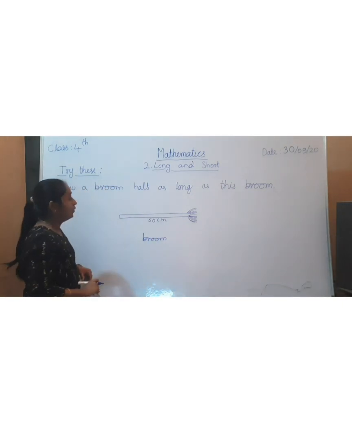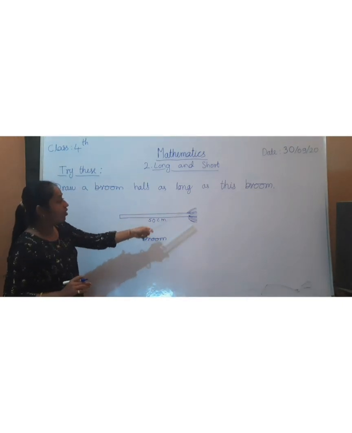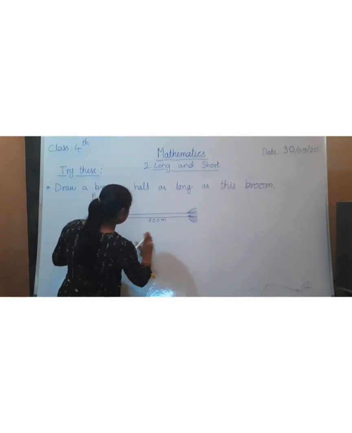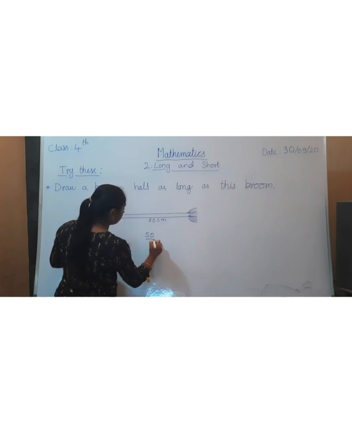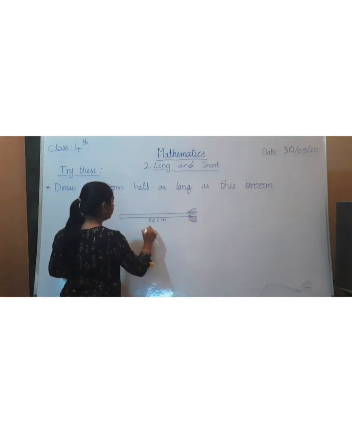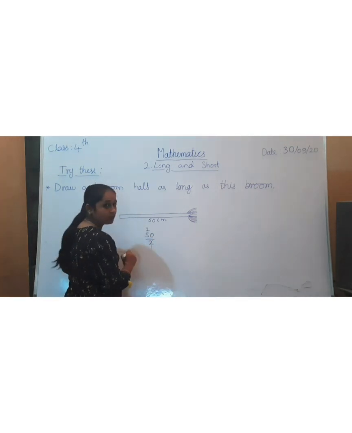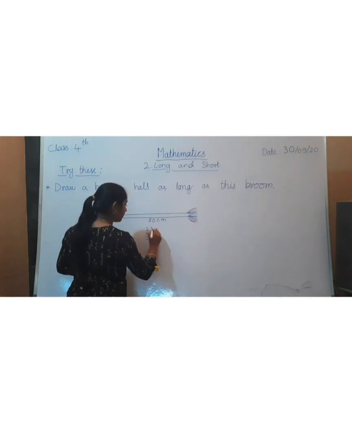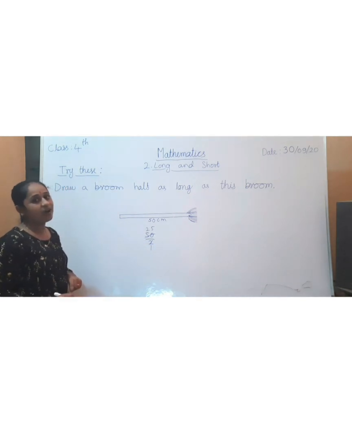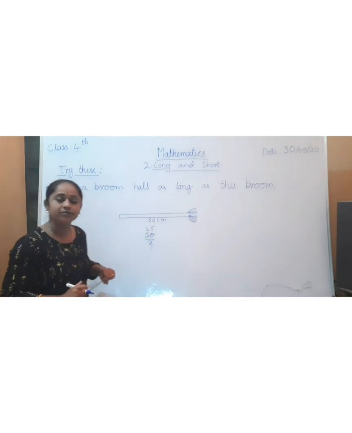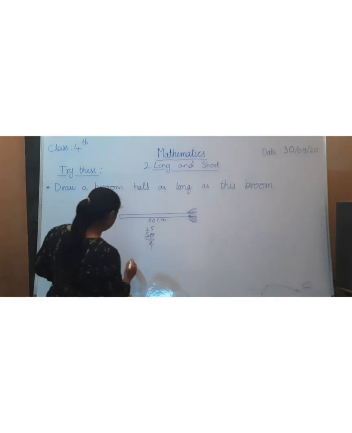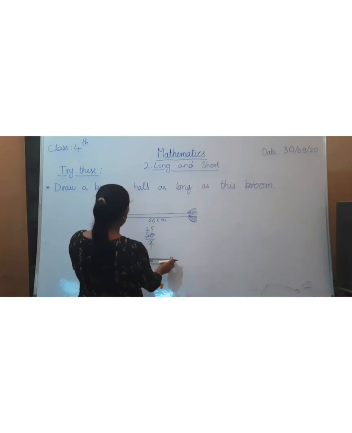Then we want to draw half of this broom. Half of this broom means 50 divided by 2. 2 1s are 2, 2 2s are 4, remaining 1, 2 5s are 10. So we want to draw a 25 centimeter long broom. Okay, 25 centimeter long broom.